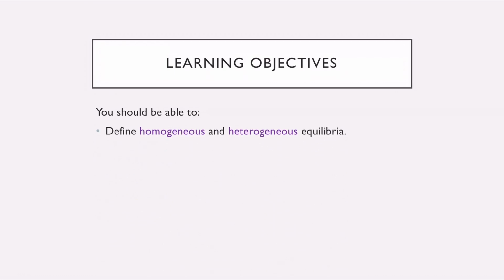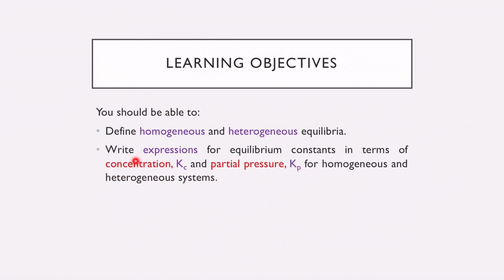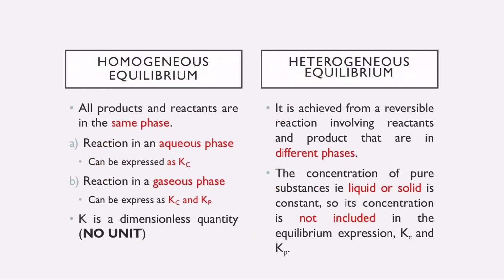Alright. In this part's learning objectives, we'll cover how to define homogeneous and heterogeneous equilibria, and also write expressions for your equilibrium constants in terms of concentration, Kc, and partial pressure, Kp, for homogeneous and heterogeneous systems. So I divided 6.2 into short parts so that you won't be tired.